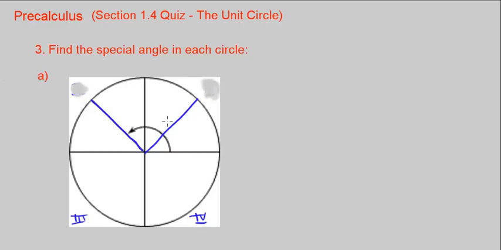But we know that starting here we have 0 degrees or 0 radians, right? If we go all the way around the circle, we have 360 degrees or 2 pi radians. If we go half of it, we go with 180 degrees or pi radians. So half of that gives us 90 degrees here, or pi over 2 radians.